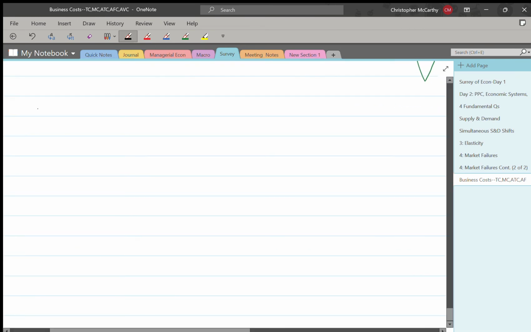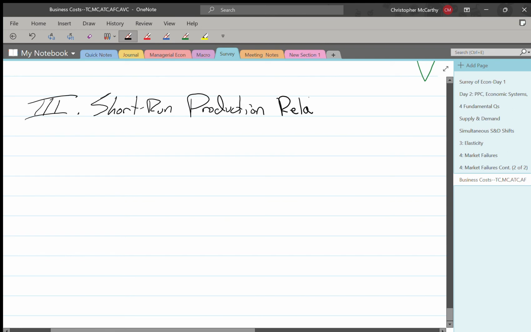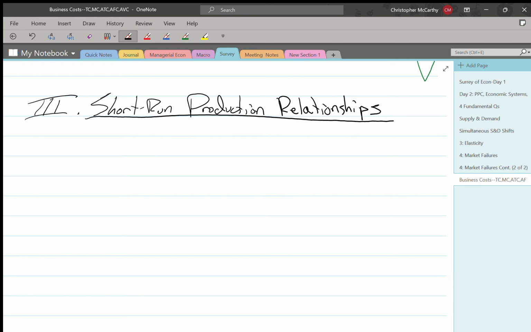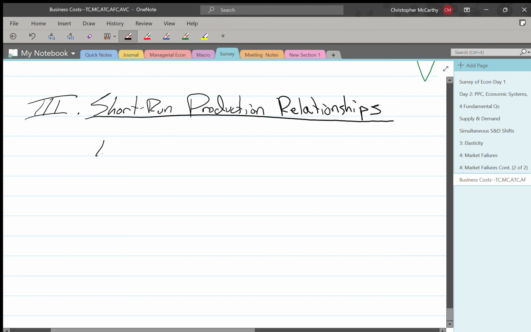So 3. Short-run production relationships. So the production cost, obviously, is going to depend on the quantity that we're producing, right? As well as the price of the resources. So we've got some terms that we need to define here.